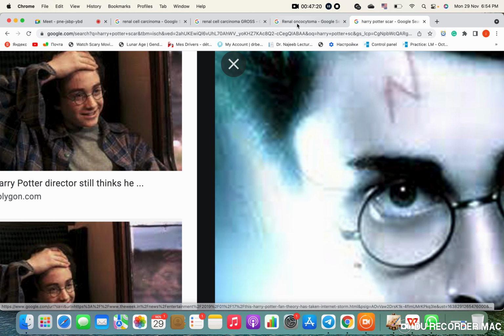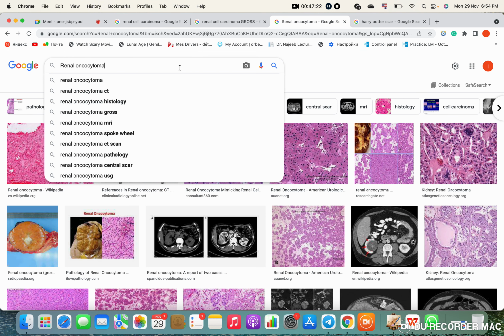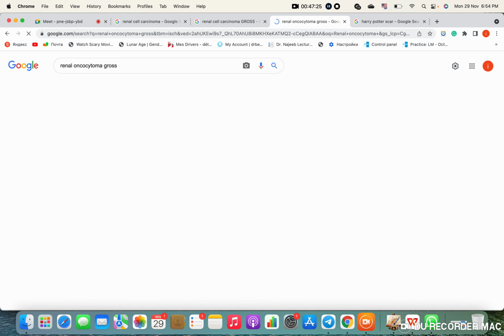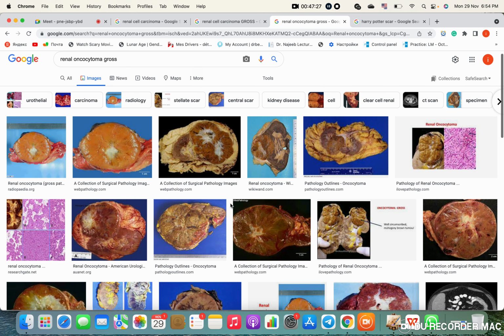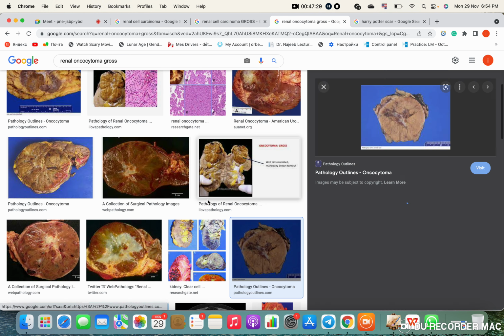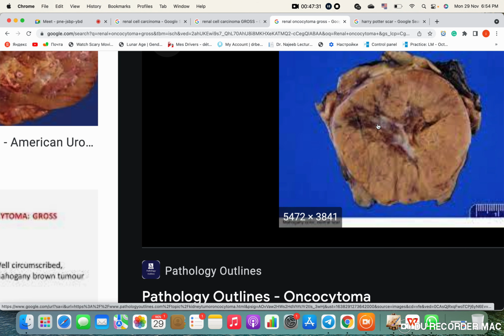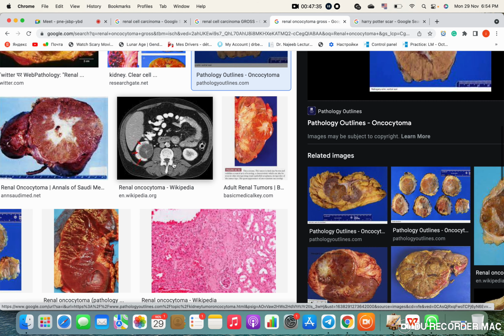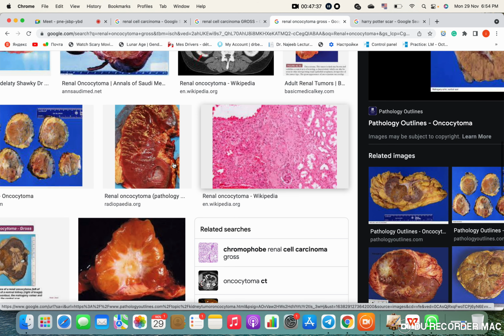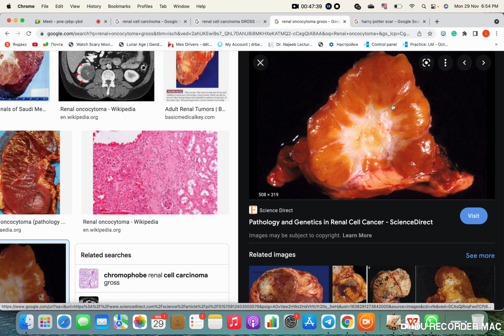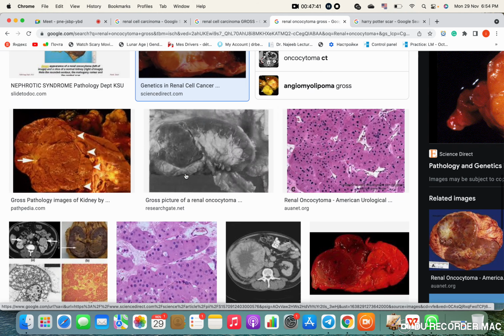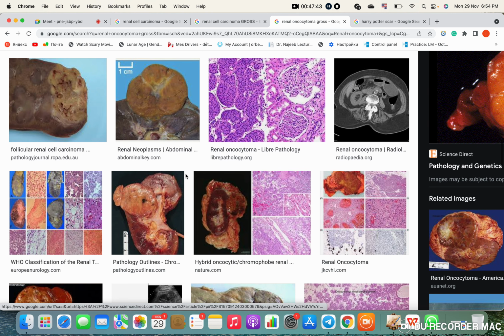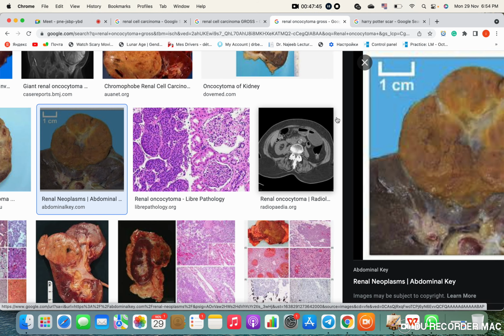It looks like this. And if you look at the renal oncocytoma gross picture, you can see that it has a scar in the middle. It always has the scar in the middle, and that reminds me of Harry Potter. I don't know why, but it does. So whenever you see a scar in the middle, that's oncocytoma. Here is the scar.